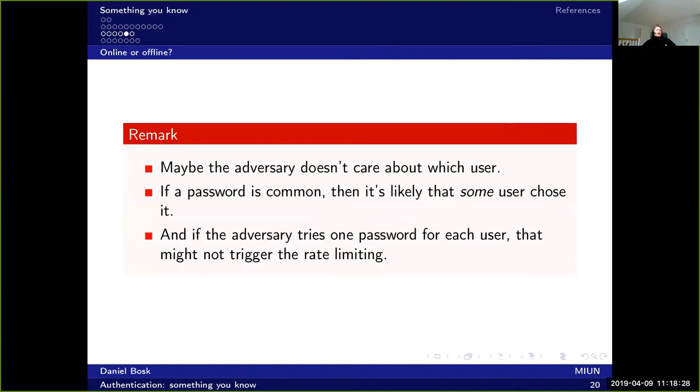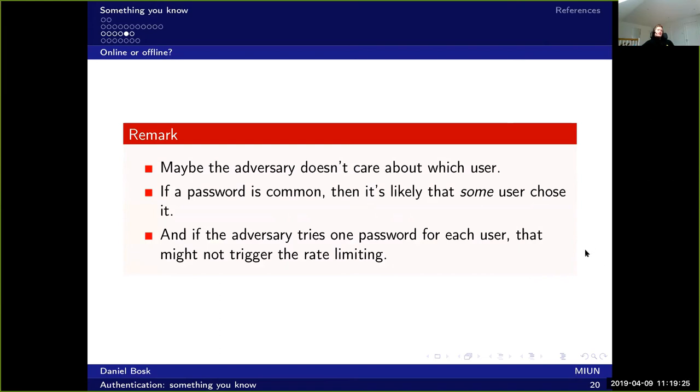Now, one aspect of this is that maybe the adversary doesn't care about which user he gets access to, because getting into one user's account is a nice stepping stone for an adversary who wants to attack a system. So this means that if a password is common, then it's likely that some user has chosen it. And if the adversary tries one password for each user, that might not trigger the rate limiting, because the rate limiting is usually done on a per user basis. If you just make one attempt for every user, you never trigger this rate limiting. And in the case that they lock the accounts down, that won't be triggered.